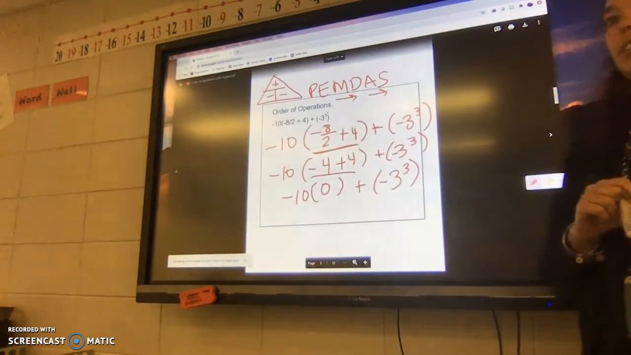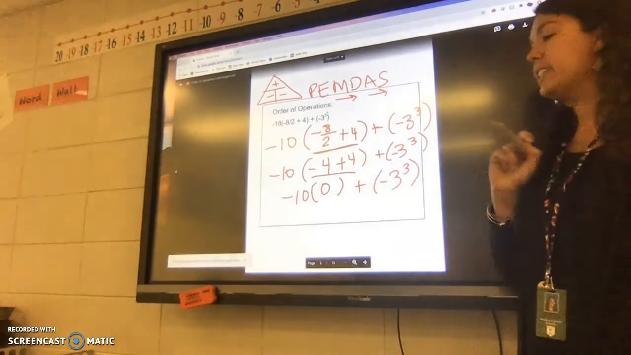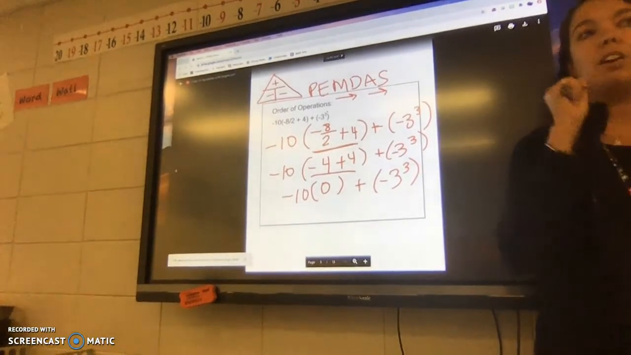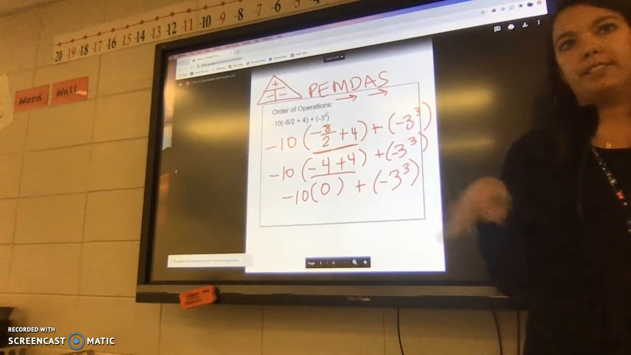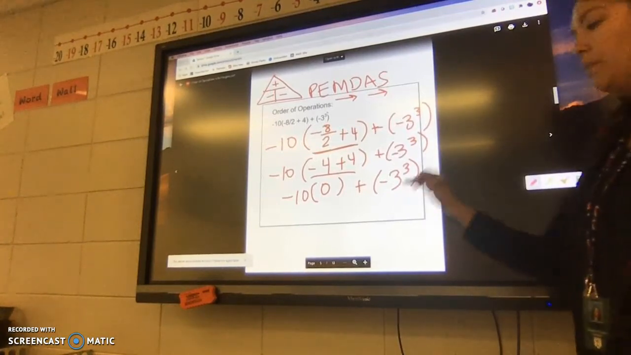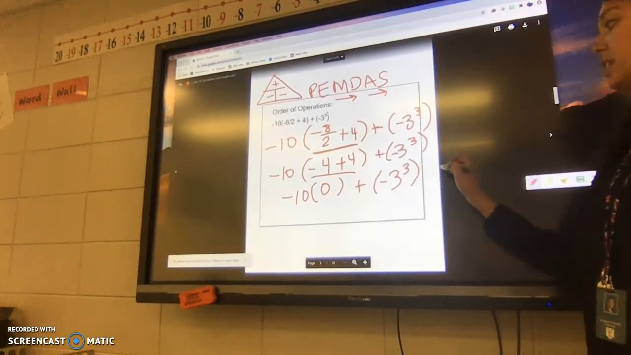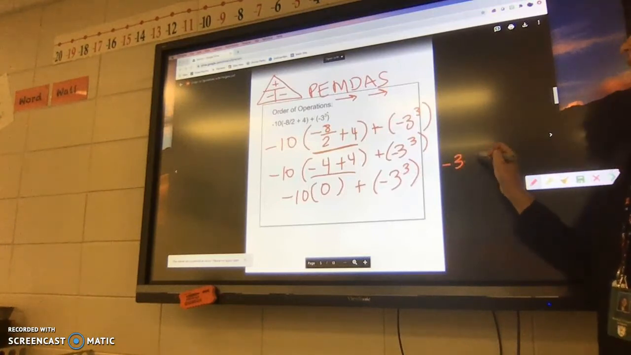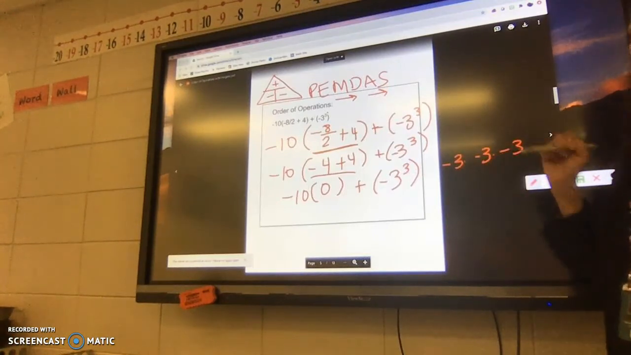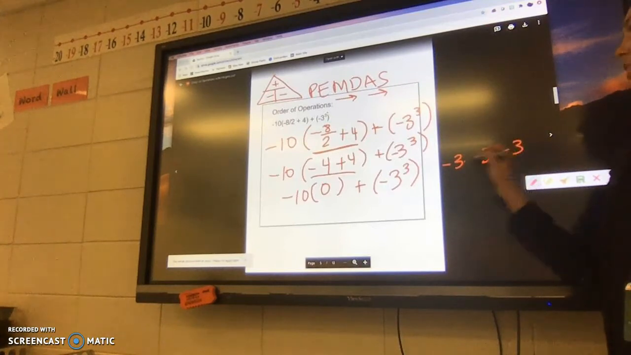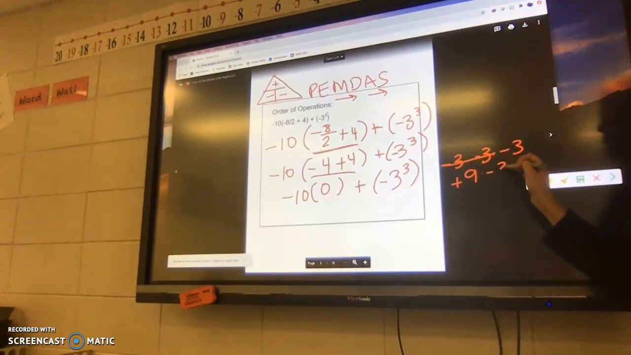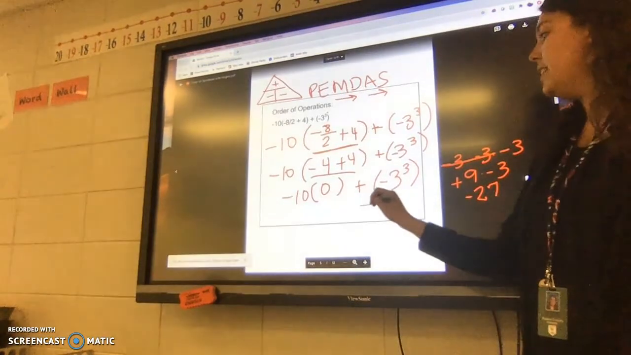What is next? Exponents. Now, is the negative going to be on the base number or is it not? Is it in parentheses? Yes, it's in parentheses with it. So that's negative 3 times negative 3 times negative 3. Negative 3 times negative 3 is positive 9. Positive 9 times negative 3 is negative 27. So this is negative 27.